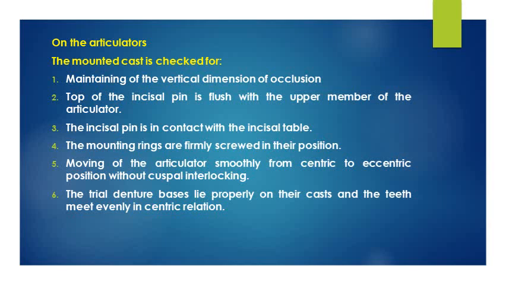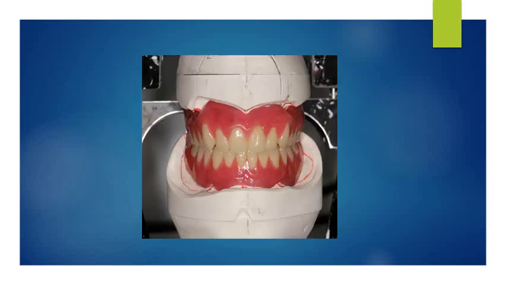Also we should check that the incisal pin touches the incisal table. We also check the movement of the articulator smoothly from centric to eccentric position. The trial denture pieces will lie properly on their casts and the teeth will meet in centric relation. This is all on the articulator, not inside the patient's mouth. We should check the relation, the dimension, and the incisal pin position in order to confirm that the laboratory will do its work in a well-formed fashion.